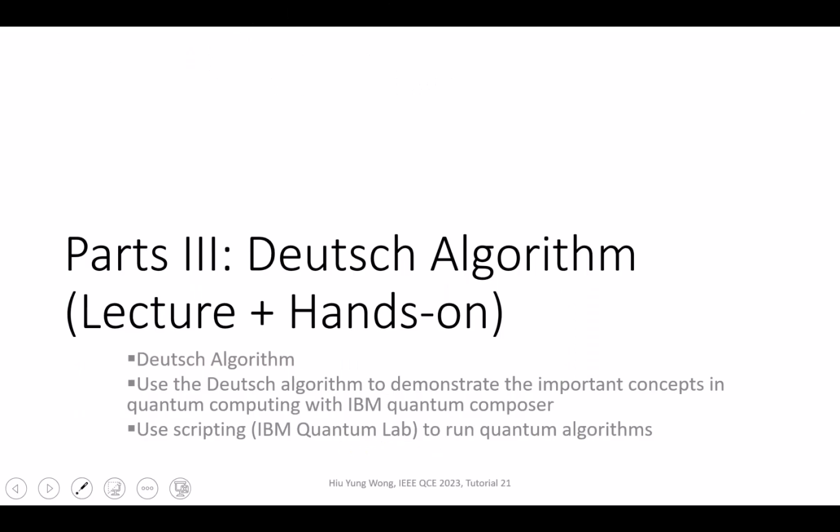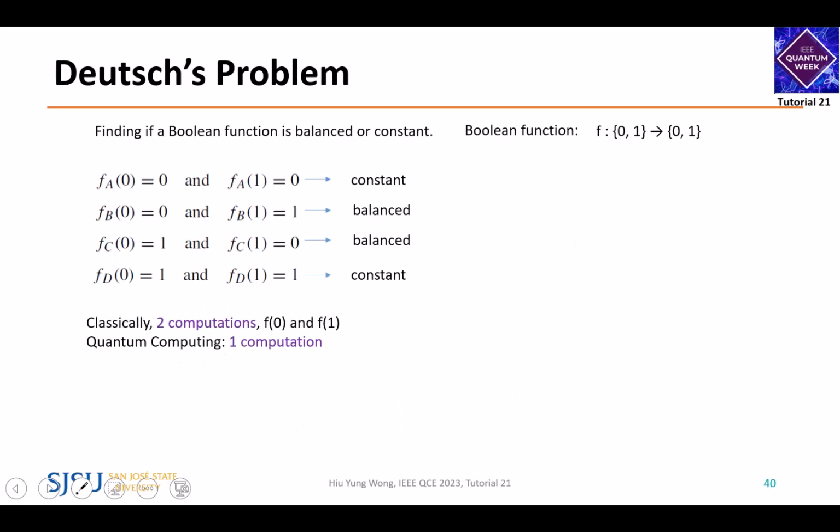And now I would like to go to the algorithm part to further appreciate how the superposition and interference help us to get something useful. Deutsch problem, what is that?